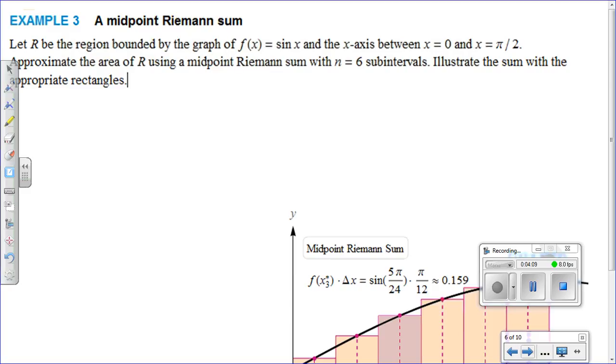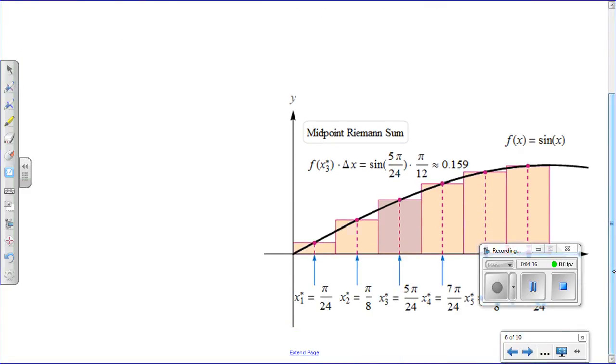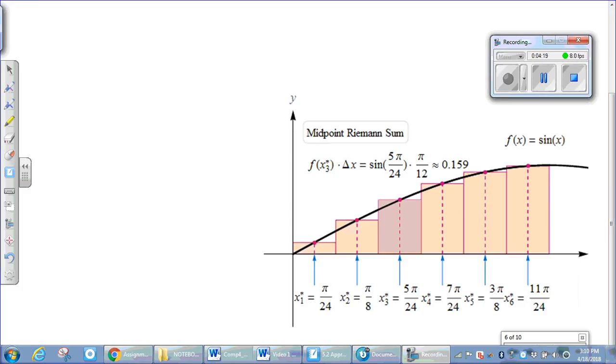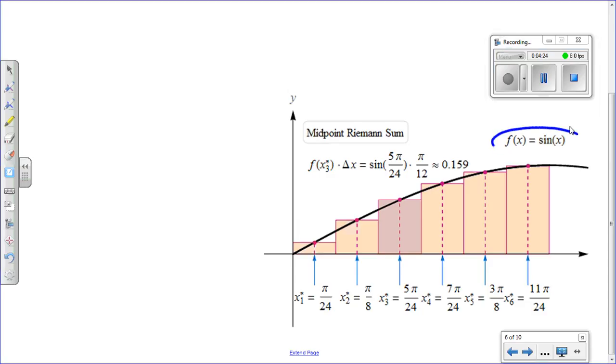So let's do problem number 3. Same function, and it's nice because we actually have the graph here, so I don't have to draw it for you. We're talking about the same function, sine x, going from 0 to pi over 2. We're also going to make 6 intervals, so n equals 6. You can see we're going to have 1, 2, 3, 4, 5, 6 rectangles.